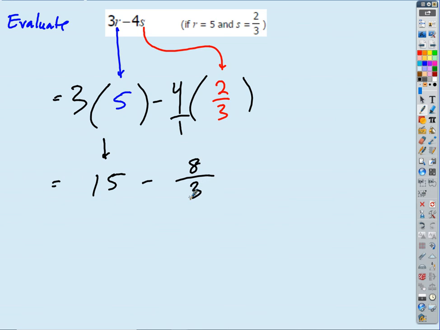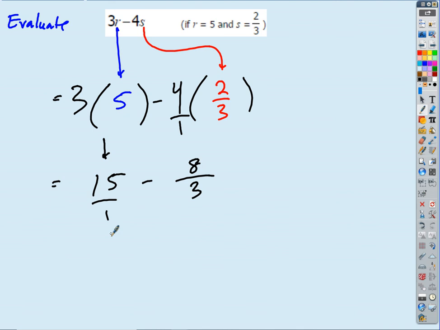Make sense? Okay? We're getting there. Now I've got 15 minus 8/3. Okay, last step here really. Right now we've got to subtract a fraction from something. But what's our good strategy if we're adding or subtracting with some fractions? What should we probably do to everything? Make it look like a fraction. So 15 as a fraction is what? 15 over 1. Good. So now we've got 15 over 1 minus 8 over 3.